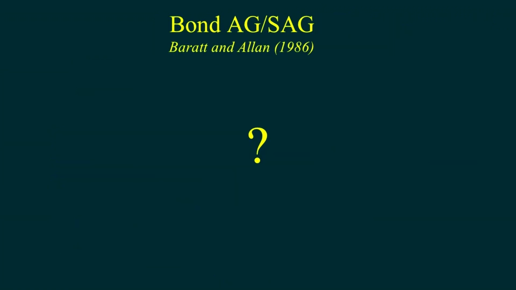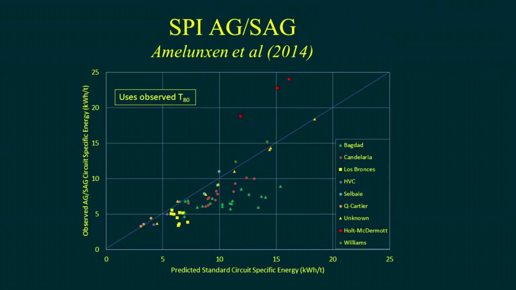Bond for AG and SAG, as I said, he never developed any equations, and I have never ever seen anybody publish any of the equations, like Barratt and Allen, with any accuracy data at all. So I really have no idea whether those equations work or not. To be the devil's advocate, usually if people don't publish stuff, it's because they don't have anything to publish.